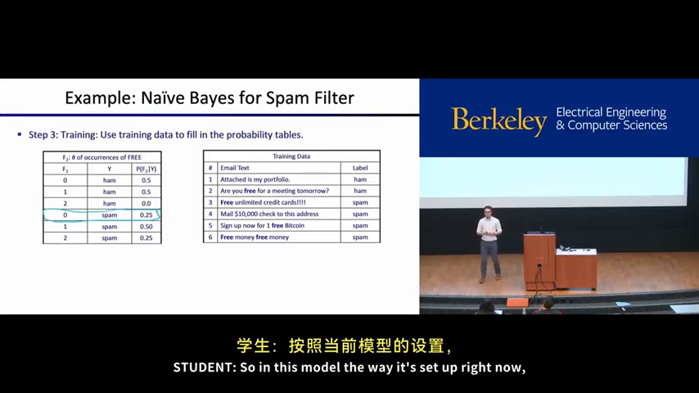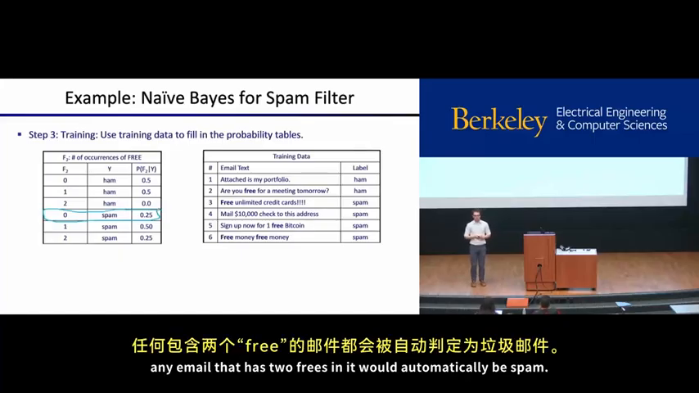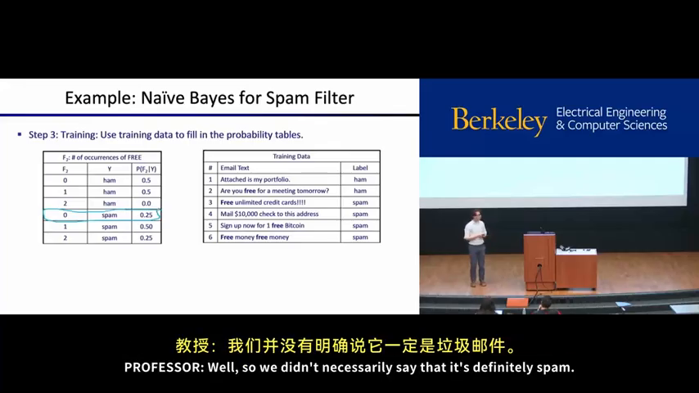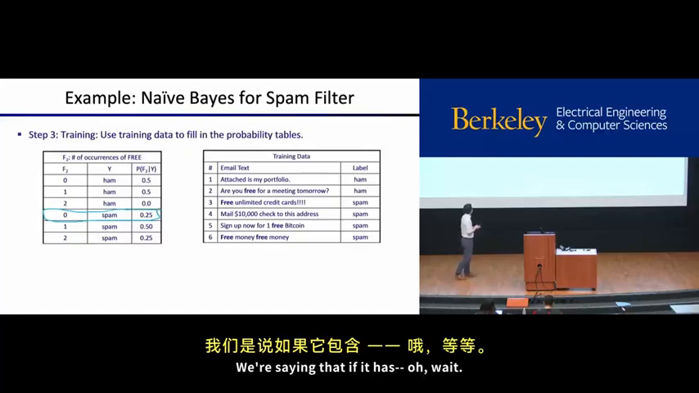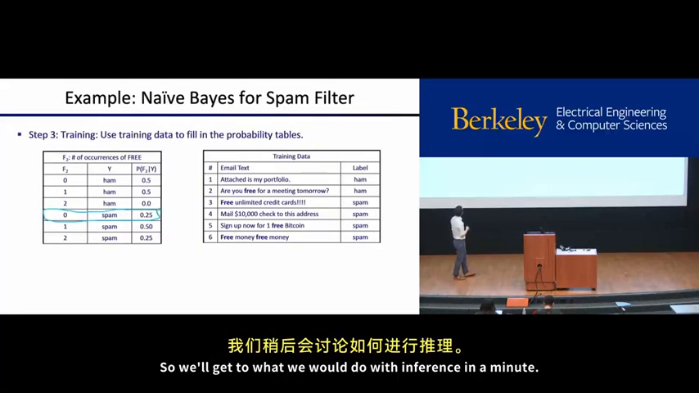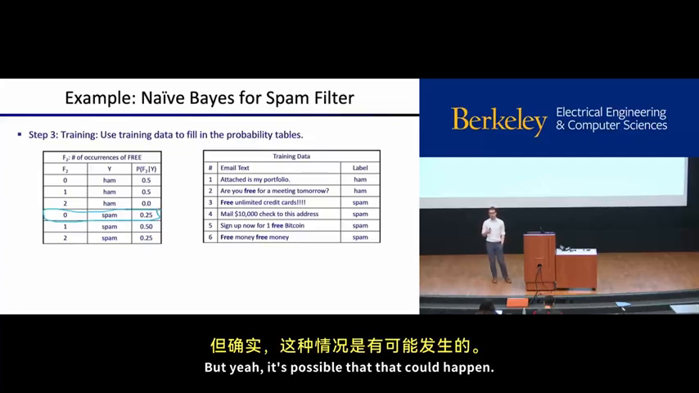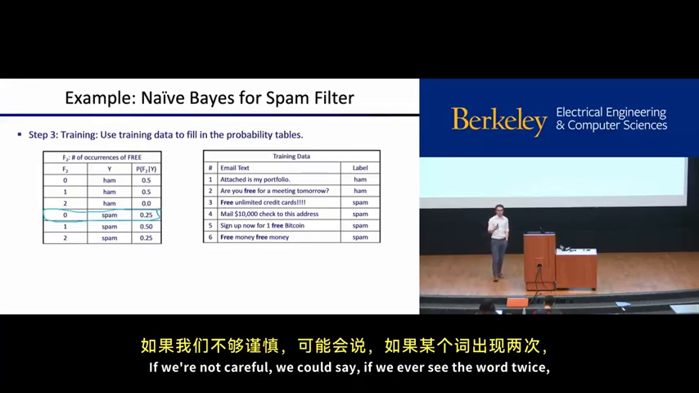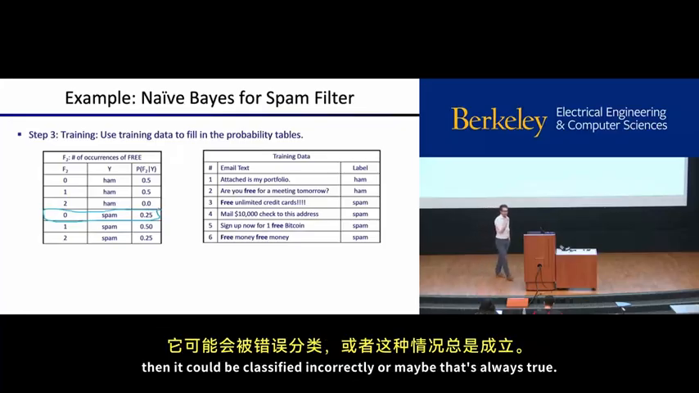So in this model, the way it's set up right now, any email that has 2 threes in it would automatically be spam. Well, we didn't necessarily say that it's definitely spam. We're saying that if it has, oh wait, hold on. Are we saying that? We'll get to what we would do with inference in a minute. But yeah, it's possible that that could happen. If we're not careful, we could say that if we ever see the word twice, it could be classified incorrectly.